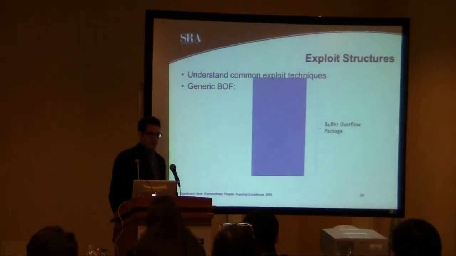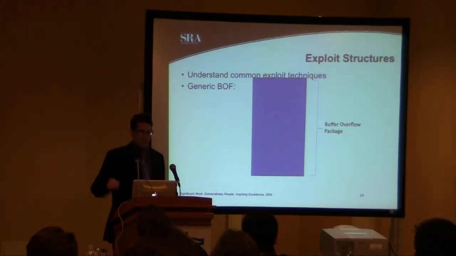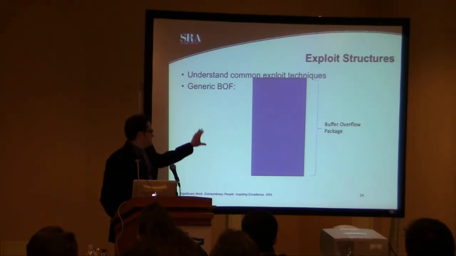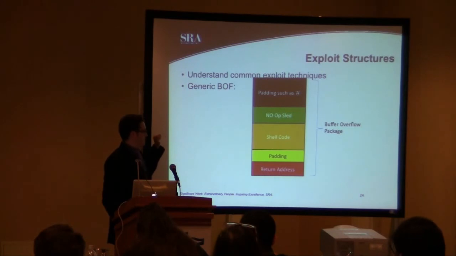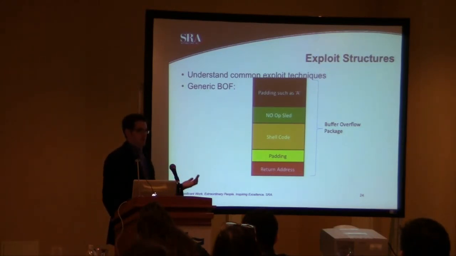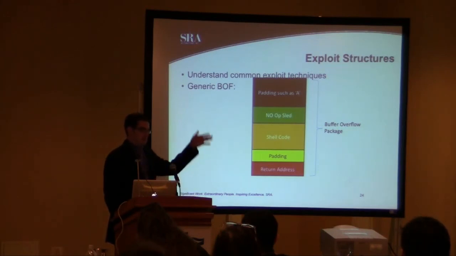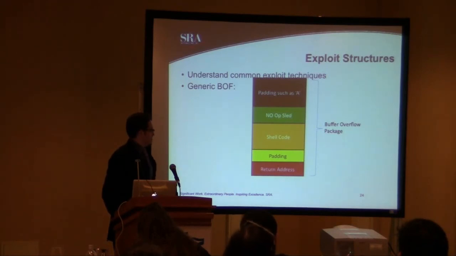As far as exploit structures, I'm not sure if people feel like they don't need me to go through this, so let me know. But looking at a generic buffer overflow: if this is the buffer overflow package, part of it is going to be padding to just fill up the buffer. There'll likely be some sort of NOP sled to slide right into the shellcode. And then there might be some padding depending on how the exploit works, or an SEH rewrite or something, and then the return address that gets it to actually go into that shellcode, or into that NOP sled area.